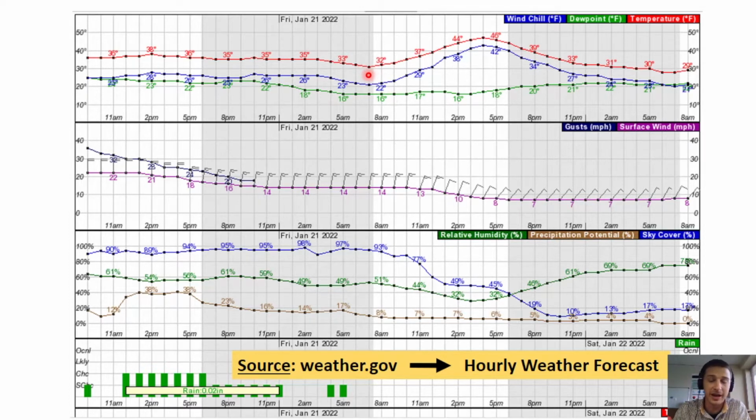But is that going to be an advective freeze event or a radiative freeze event? And so we go down to the next graph here and we look at the wind speed. So the surface wind speed is the line here. And the gusts are indicated by these little flags that stick up off the points. Those indicate not only the wind gust speed, but also the direction of the wind. So these flags pointing straight up means it's a wind coming out of the north. And the more flags on that, the harder the wind gusts will be.